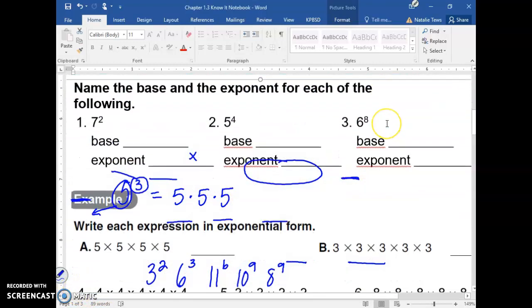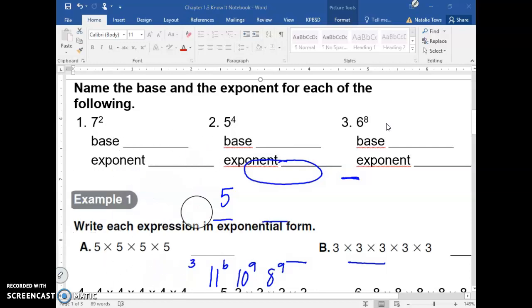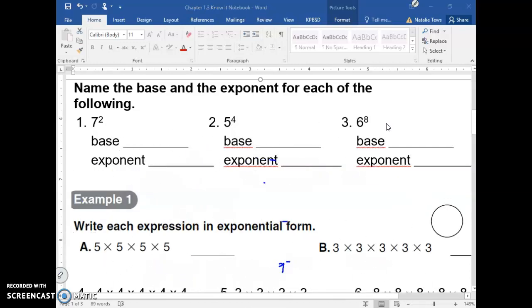All right, let's go down and do some homework here. So slide yours down, and we get to do some of this work. Now, this is not very hard. Okay, so when I'm erasing, I always pause just so that it saves them a little bit of my space. Okay, so now they're asking us to name the base and the exponent for each of the following.